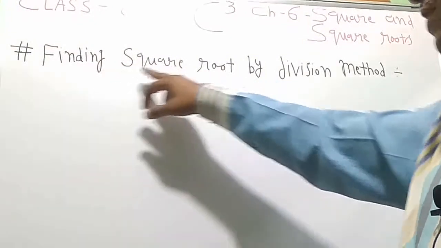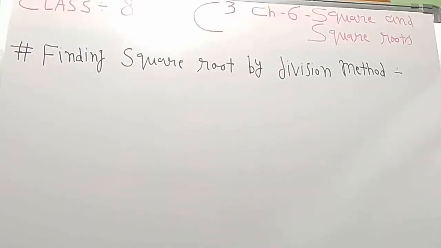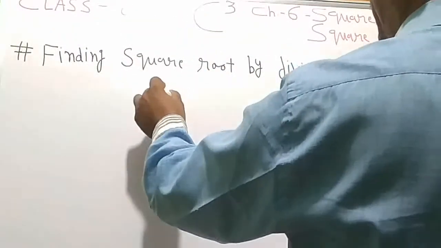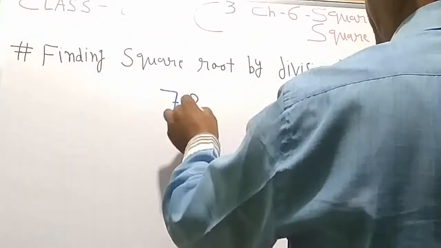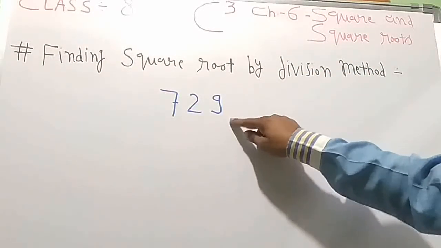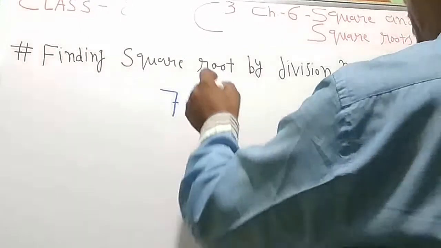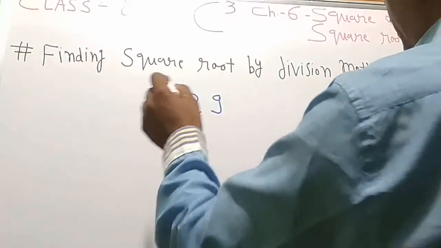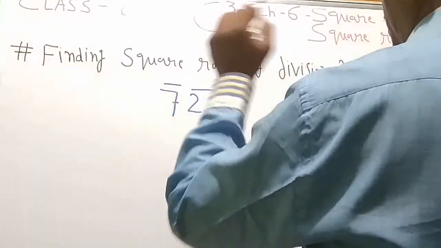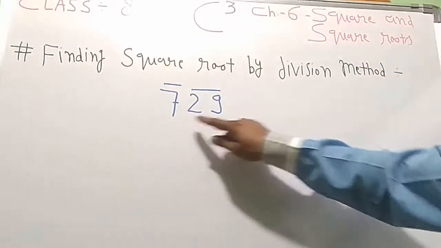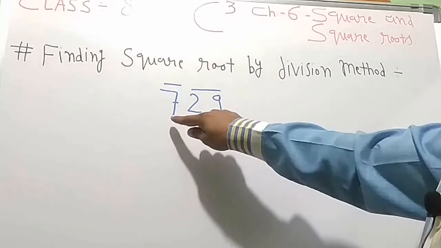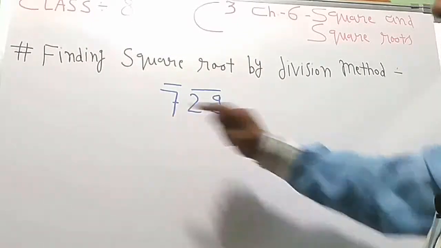Our today's topic is finding square root by division method. Suppose the given number is 729. In the first step, we make pairs from the right-hand side: pairs of two digits and the remaining number. The first pair is 29 and the remaining number is 7.